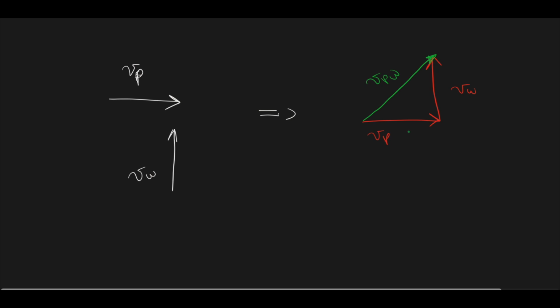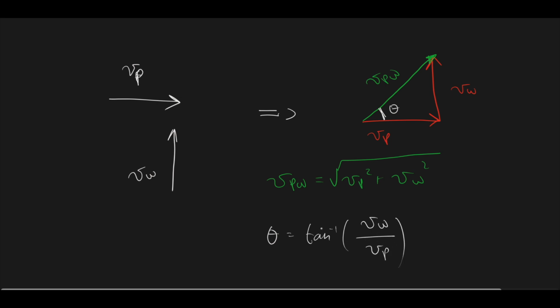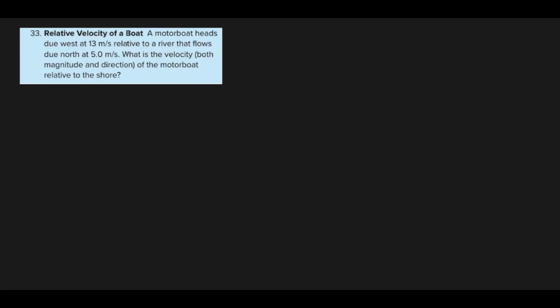Okay, and to solve it, to find VPW, the answer is going to be the square root of VP squared plus VW squared. And to find this angle here, let's call it theta, theta is going to be equal to tan inverse of VW divided by VP. So we will take more examples, of course, but this is kind of an intro to this information. So let's solve this question.